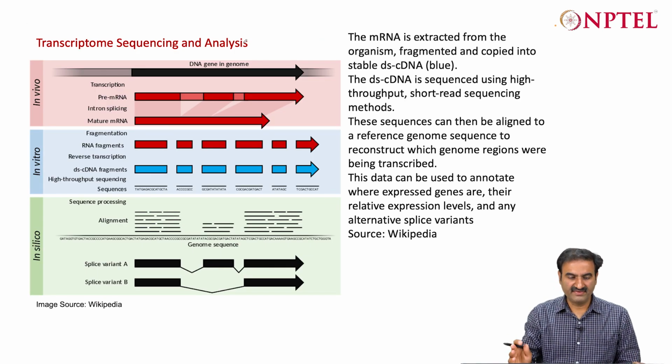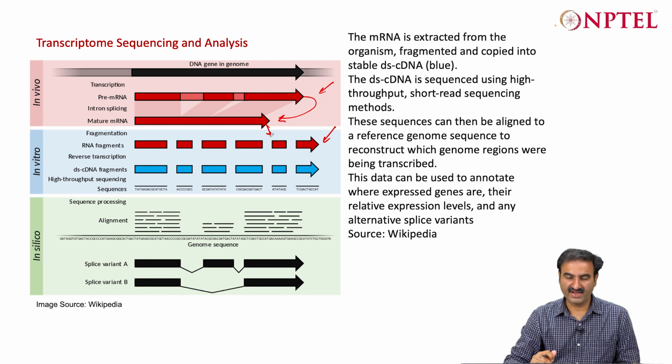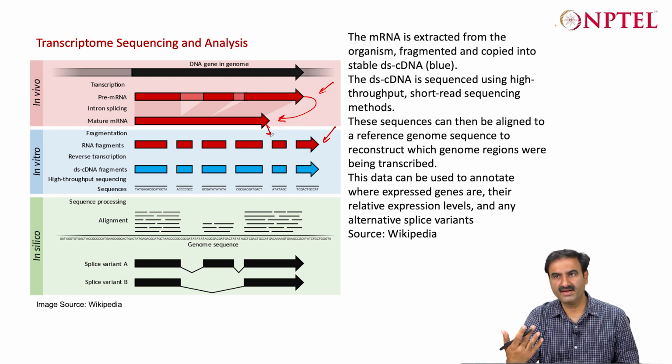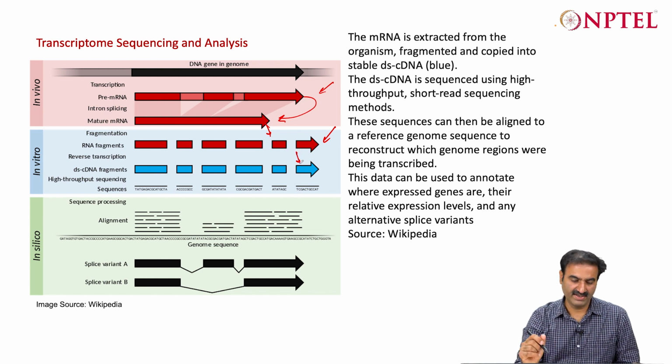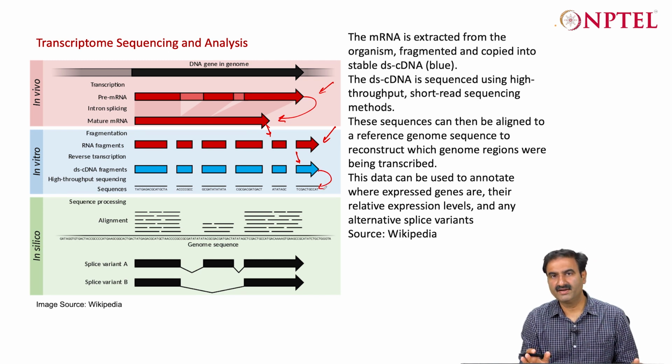Okay, so the strategy is like this: from the cell, you extract the pre-mRNA and then fragment it. This pre-mRNA gives the mature RNA which will be present in the cell, and you will be using that. This will give the RNA fragments, and because RNA is unstable and the sequencing methodologies are more for DNA, you will convert that into cDNA, double-stranded cDNA, which will be sequenced by any appropriate sequencer.